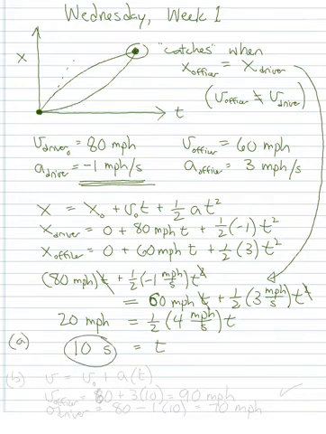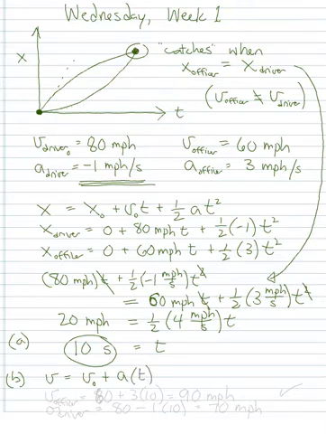Okay, so what about part B? Well, part B is asking the speed. And so now I can use for part B the final velocity is just the initial velocity plus the acceleration times time. And now the time is going to be 10 seconds.